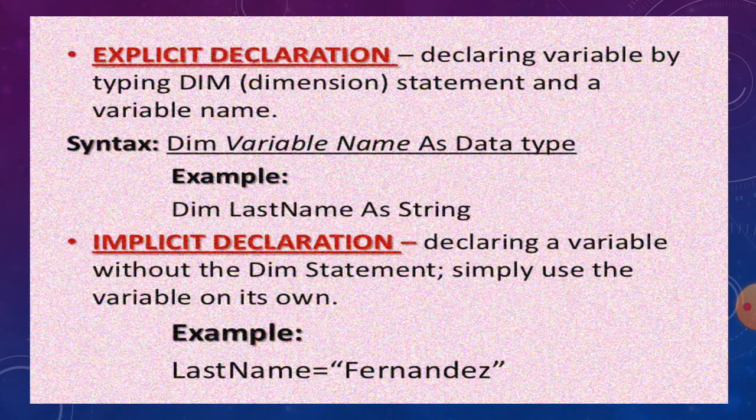Here we have explicit declaration and implicit declaration. Explicit declaration is declaring a variable by typing the Dim statement and a variable name, as we discussed previously: Dim variable name As data type. Implicit declaration is declaring a variable without the Dim statement. We won't use the Dim statement; we simply use the variable on its own. That means we directly give the variable name and store a value. For example, lastName = "Fernandez". Fernandez is a name, a string, which is why we have kept double quotes.